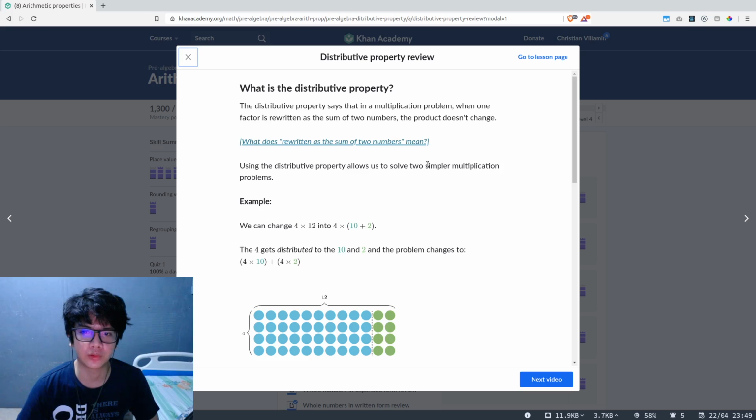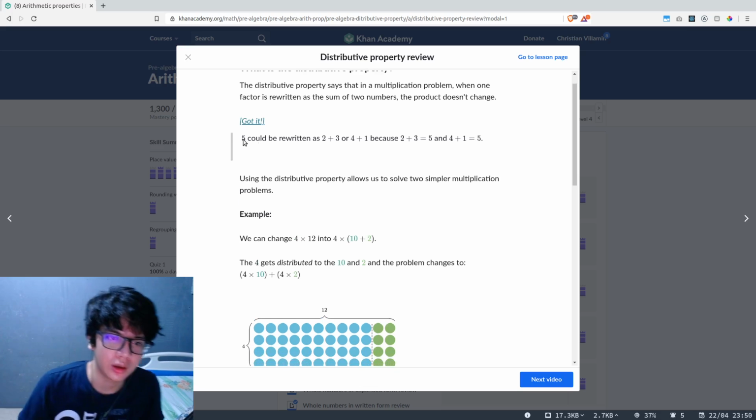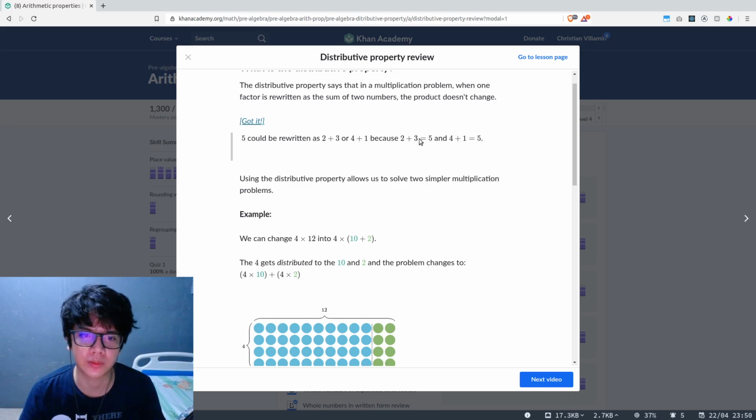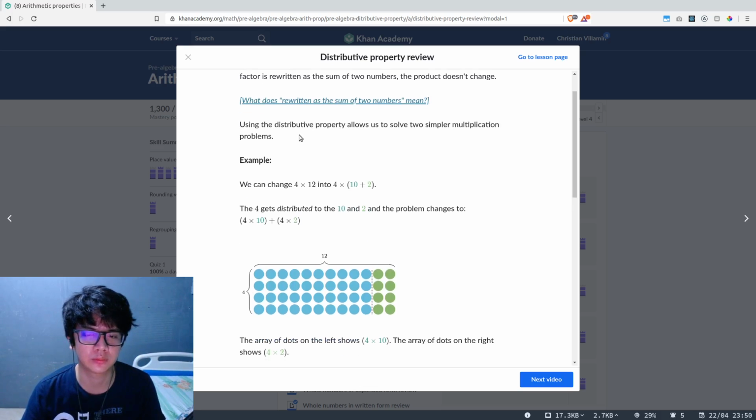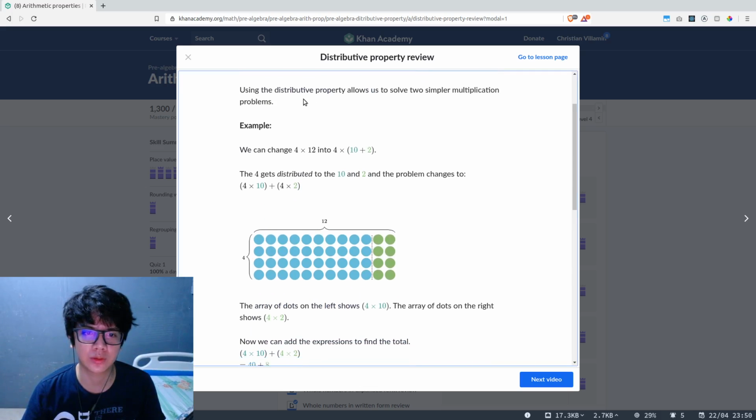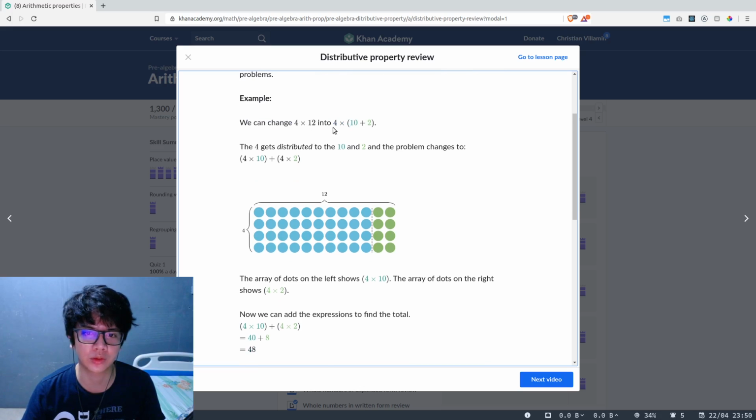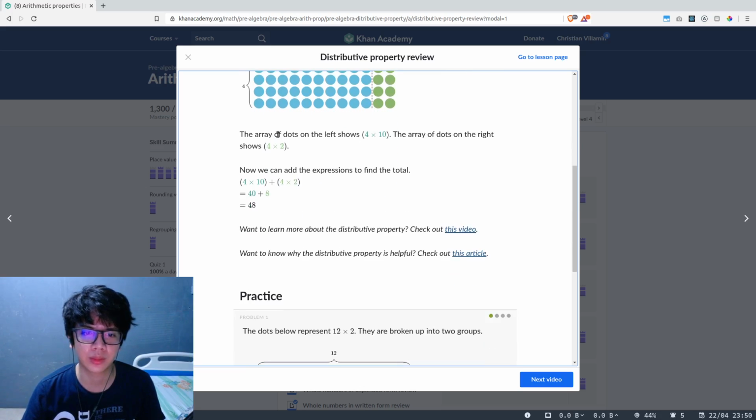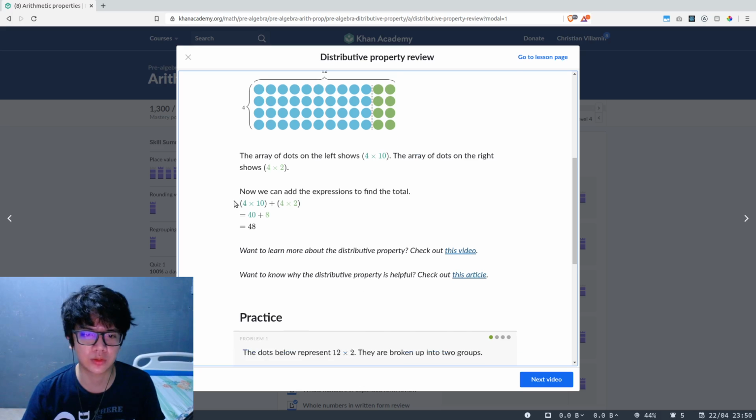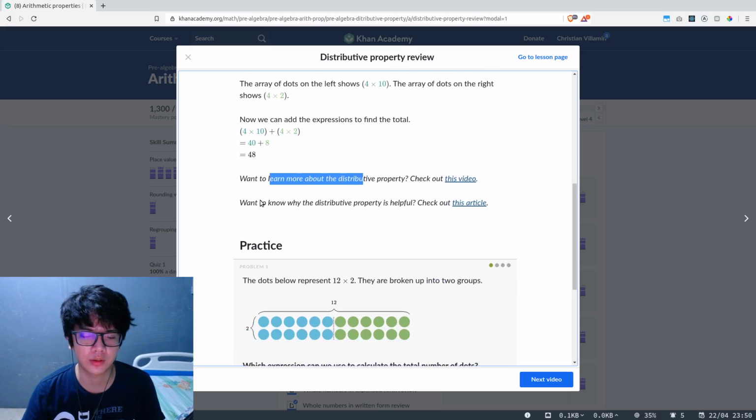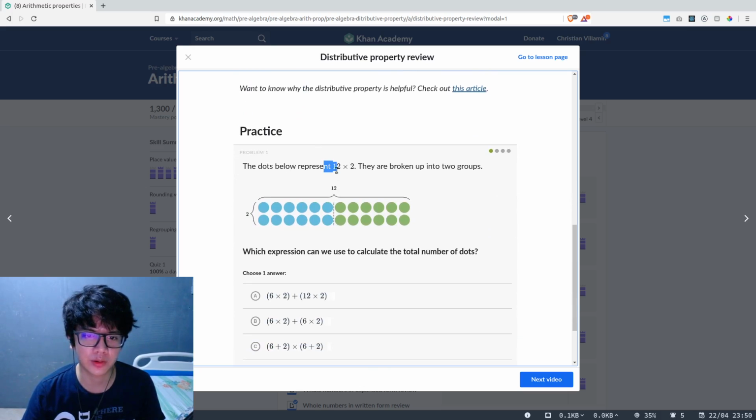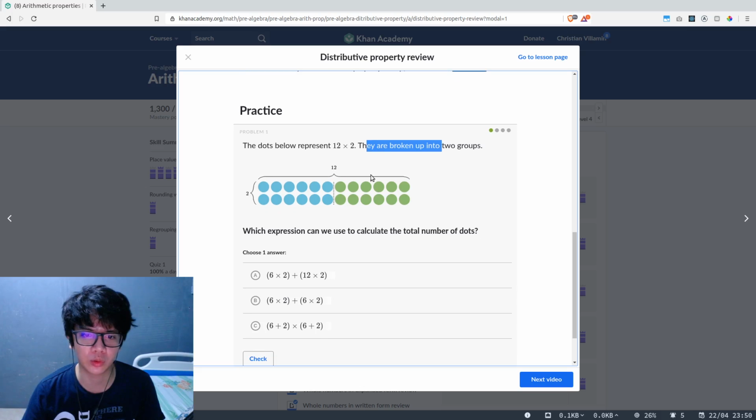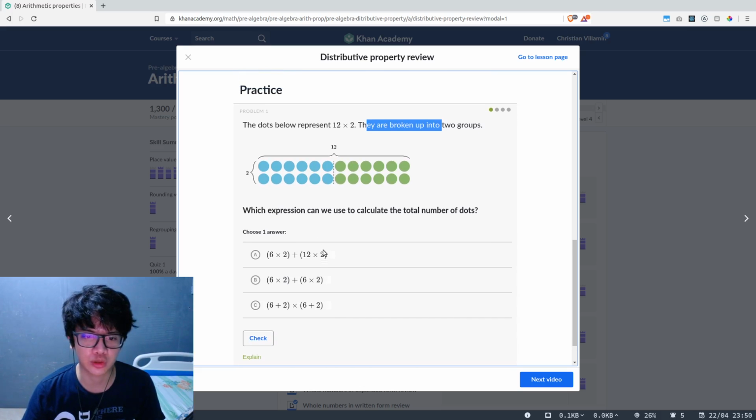So this is the sum of two numbers. The product doesn't change. 5 could be written as 2 plus 0 problems. This is solved to simpler multiplying. We can change 4 times 7 to 4 times 10 plus 2. Then 4. The array of dot subset is 10. The array of 4 times 7 again. 4 times 8. Practice. The dots below represent 12 times 2. They are broken up to reduce 6. 6 times 2, right?